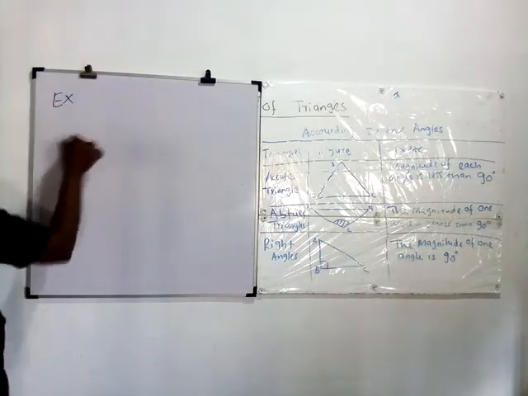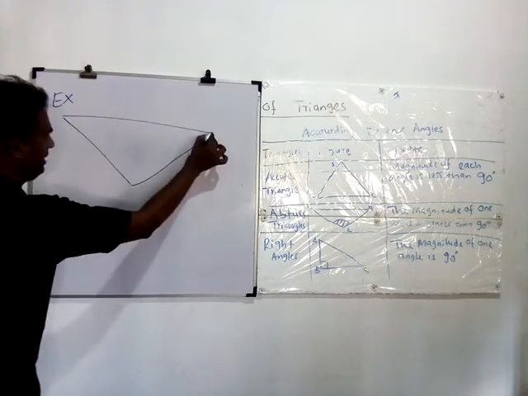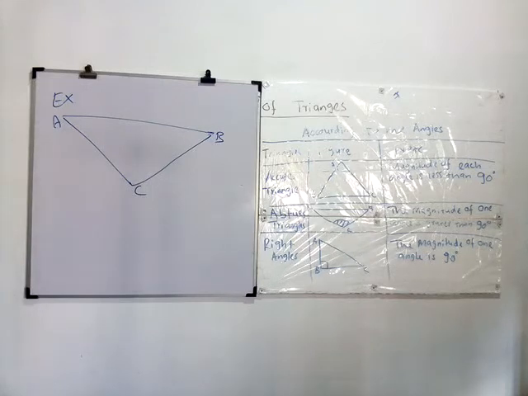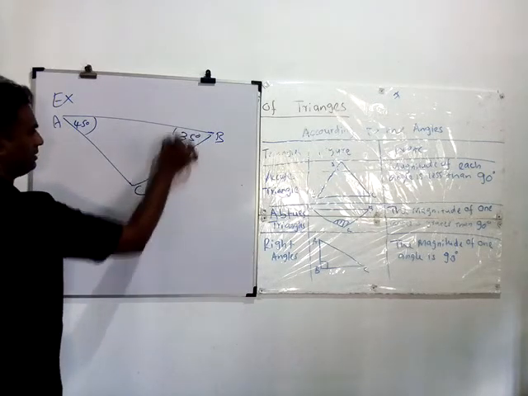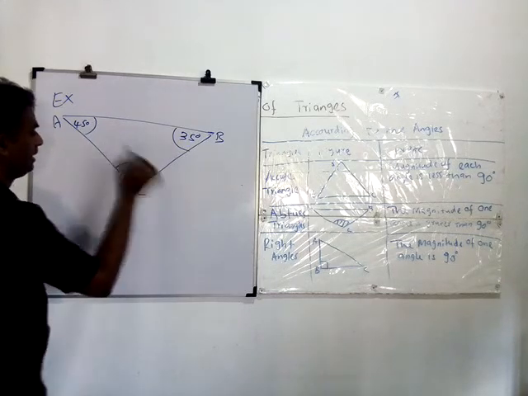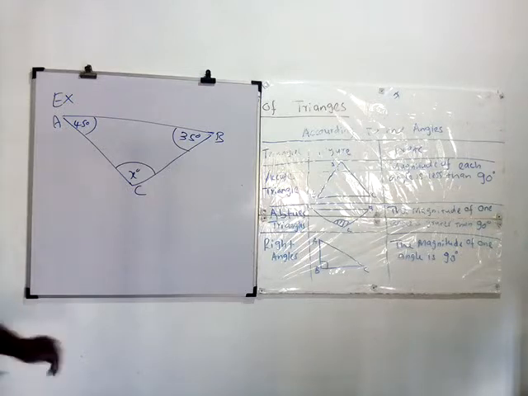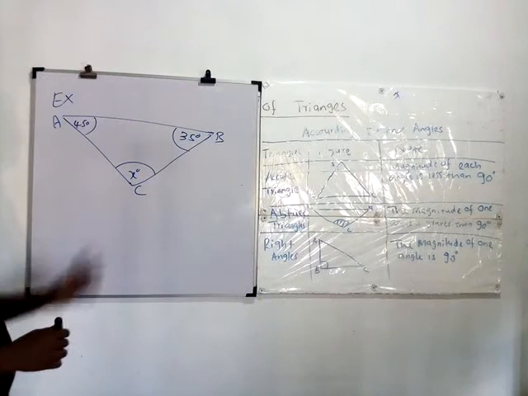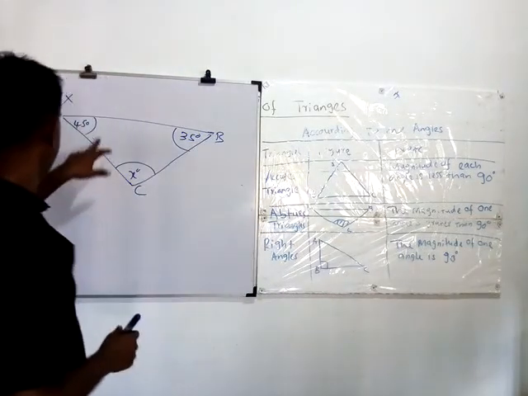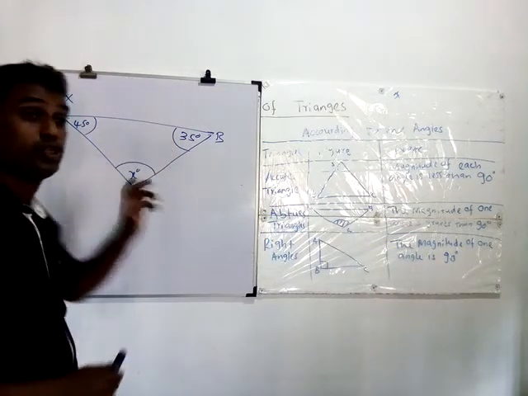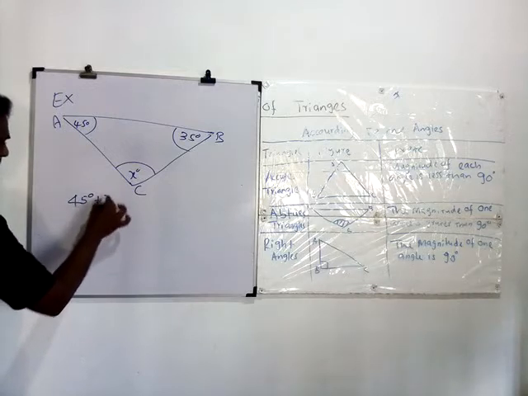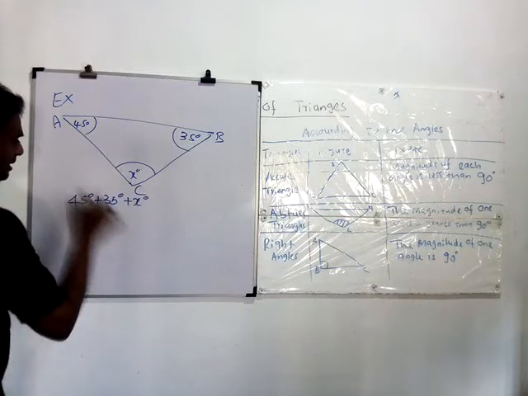First example. This is a triangle, A, B, C. I mark 45 degrees in this angle, the other one is 35 degrees, and this one is the unknown X. Normally in this type of exercise, we want to find the value of X. Remember the theory: this angle plus this angle plus this angle should total 180 degrees. Shall we write like this? 45 degrees plus 35 degrees plus X degrees equals 180.